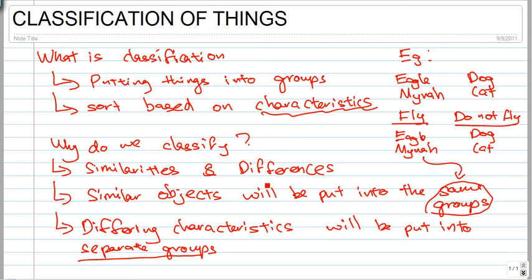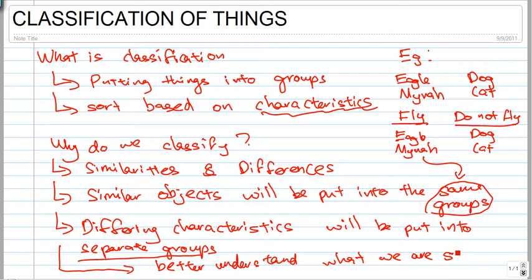And that hasn't answered our question yet. Why do we actually classify? We classify so that we can better understand what we are studying. Also, let's go on to the next page.